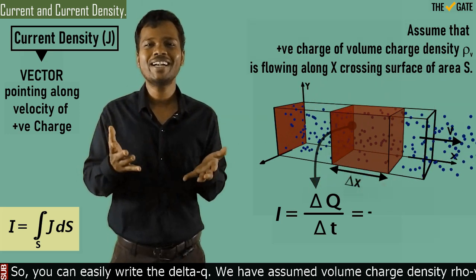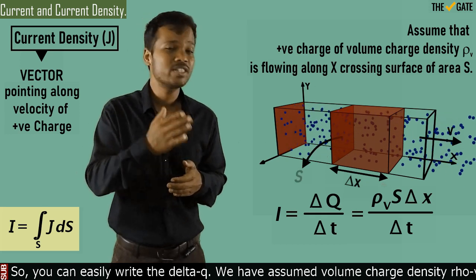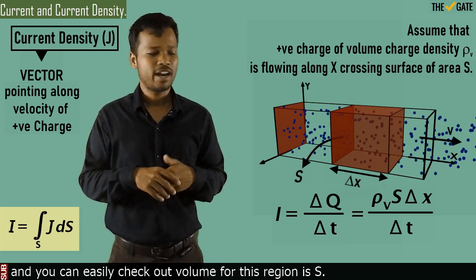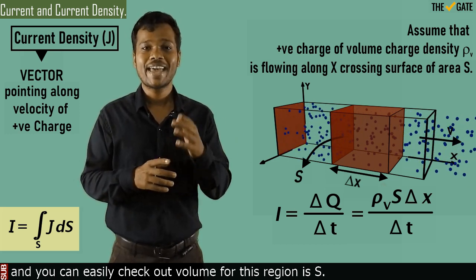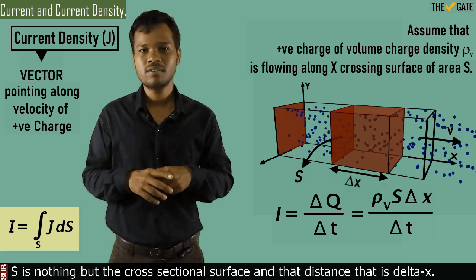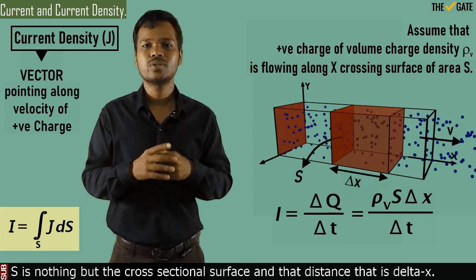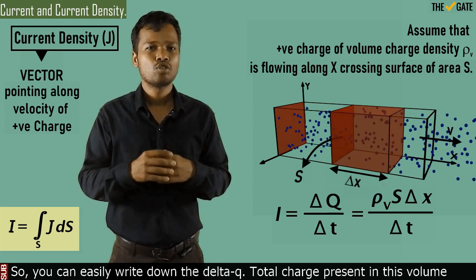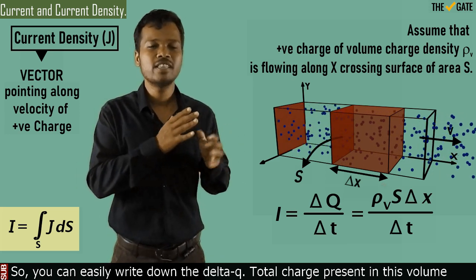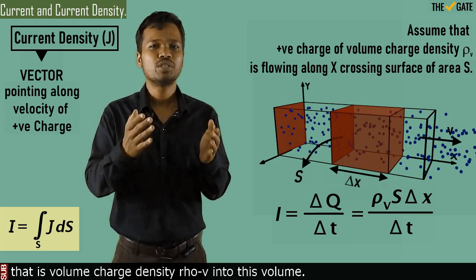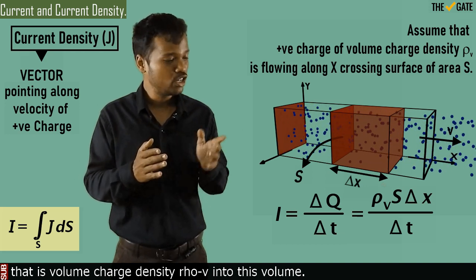So you can easily write delta Q. We have assumed the volume charge density rho V. And you can easily check that the volume for this region is S, which is nothing but the cross-sectional surface, times that distance delta x. So you can easily write down delta Q, the total charge present in this volume, as the volume charge density rho V into this volume.